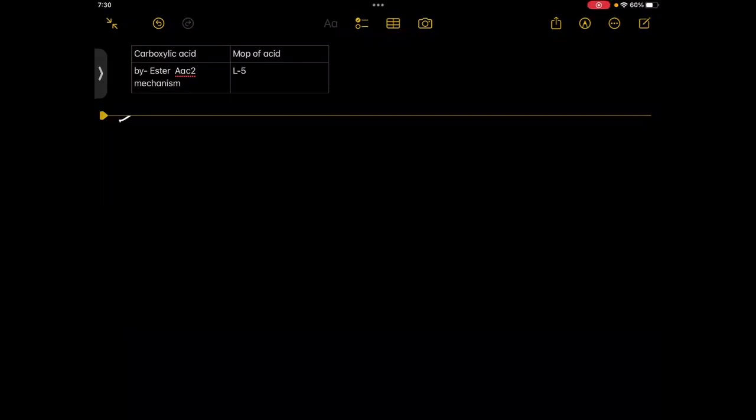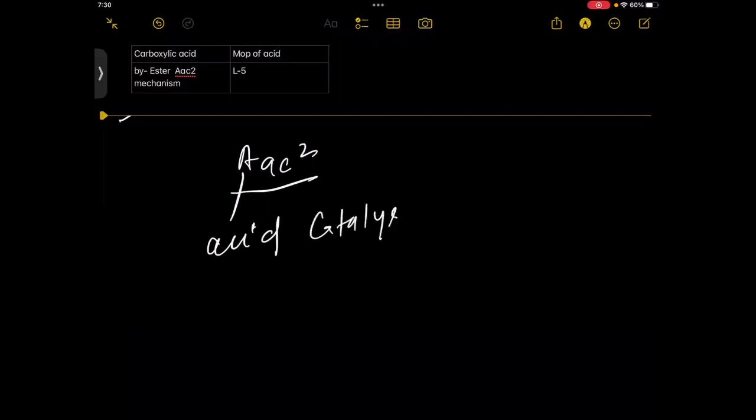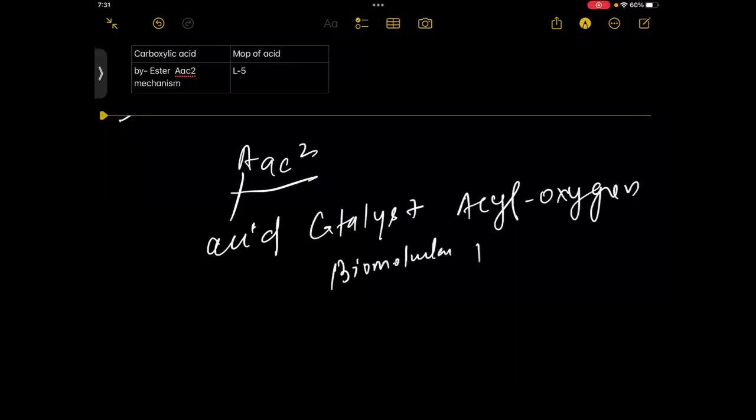So let's start here. I write here, students, the mechanism we will follow here, AAC2. That means A means acid catalyzed, acyl oxygen, bimolecular reaction. See, students, this is the bimolecular.